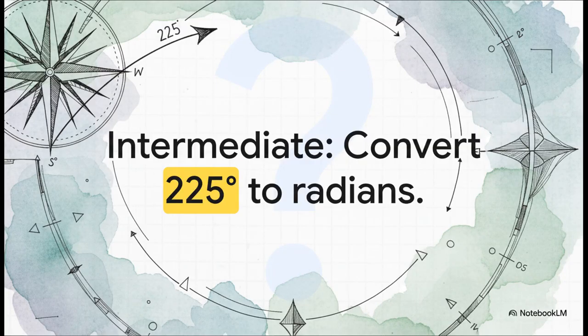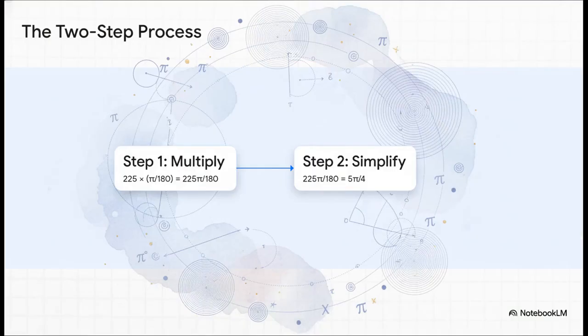All right, ready to level up? Let's try something a little bigger. What about an angle that goes past a straight line? Something like 225 degrees. Does our process still work? You bet it does. The process does not change, not one bit. Step 1, multiply 225 by pi over 180. Step 2, simplify that fraction. Again, 45 is our best friend here. It's the biggest number that goes into both, and that leaves us with 5 pi over 4.